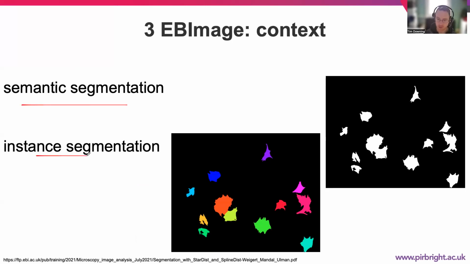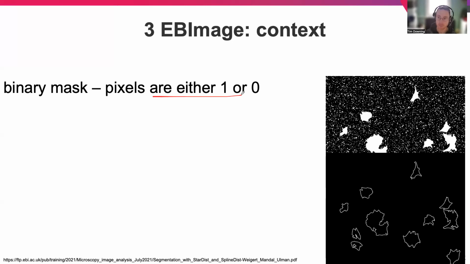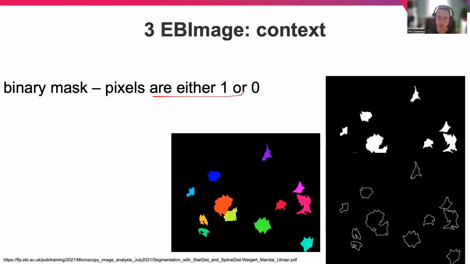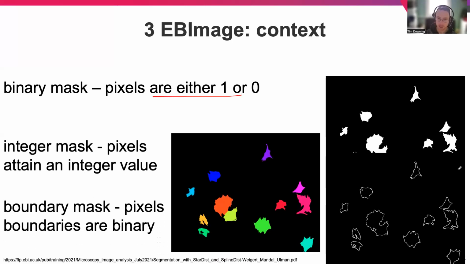So slightly different approaches. We can also think about different masks. So for binary masks, the pixels are either 1s or 0s, like our example previously. On the right, we can have an integer mask where they have a different value, and a boundary mask, such as one over here, where the pixels are binary except the boundaries.